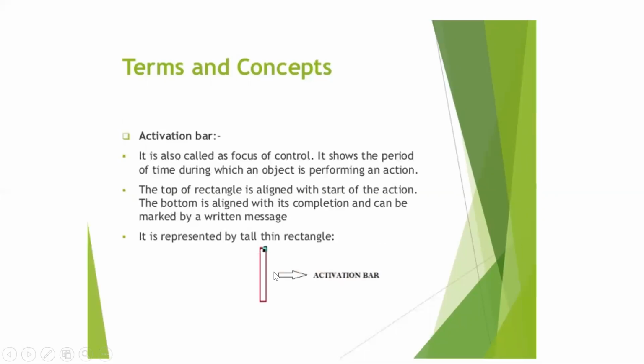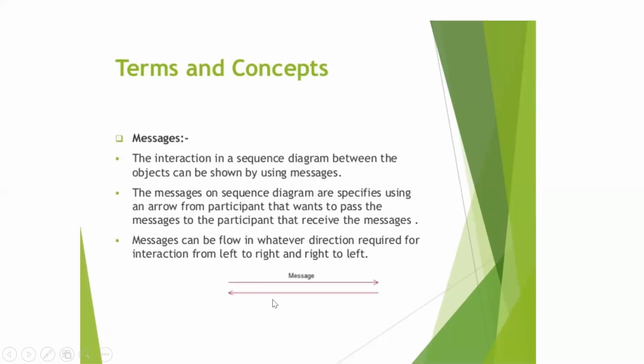Another notation for the sequence diagram is the activation bar. It is called the focus of control. That means when this activation bar is present on the lifeline of any object, it is ready to send or receive a message. It shows a period of time during which an object is performing an action. The top of the rectangle is aligned with the start of the action, and the bottom is aligned with its completion, and can be marked by a written message. It is represented by a tall, thin rectangle.